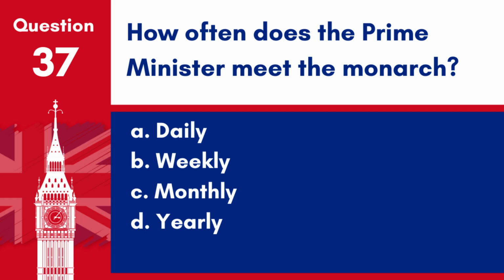Question 37. How often does the Prime Minister meet the monarch? A. Daily, B. Weekly, C. Monthly, D. Yearly. Answer: B. Weekly. The Prime Minister meets the monarch weekly.